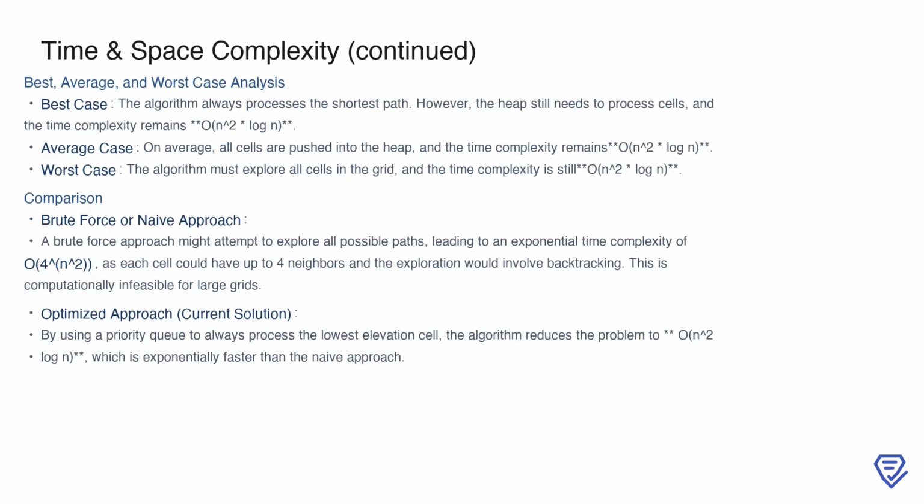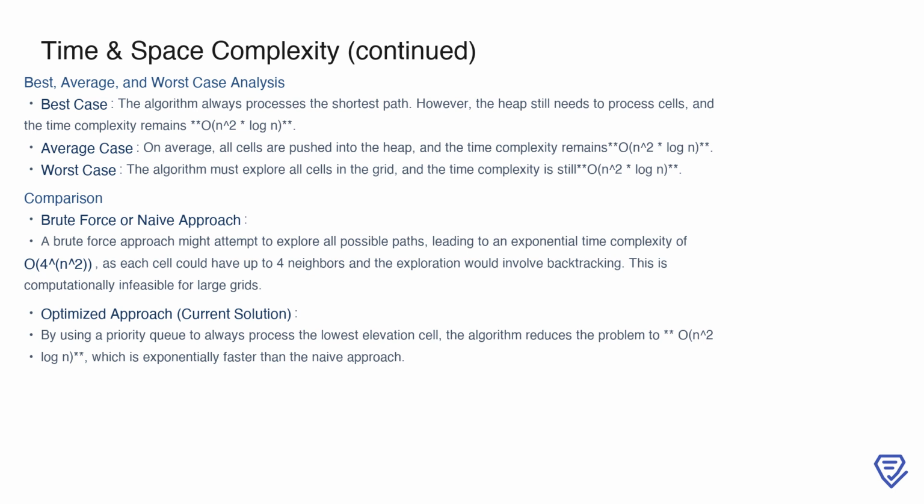Let's consider how the algorithm performs in different scenarios. In the best case, the algorithm processes the shortest path through the grid. However, even in this scenario, cells still need to be pushed into the heap, leaving the time complexity at O(n squared * log n). For the average case, it's reasonable to assume that most or all cells are pushed into the heap, so the time complexity remains O(n squared * log n). In the worst case, the algorithm must explore every cell in the grid, which also results in O(n squared * log n).